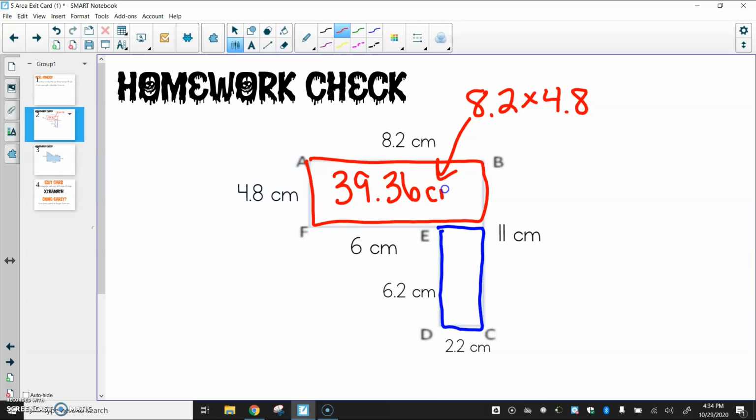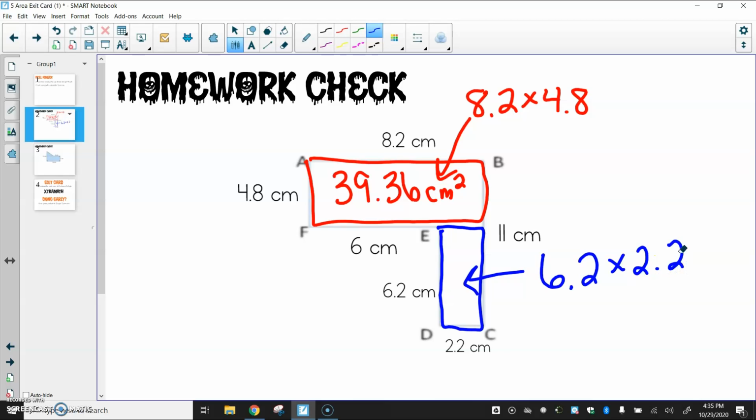Okay? Make sure you're always putting those labels squared when you're finding area. So then we're almost done. We've got to figure out the area of the other rectangle. So if I look at this rectangle, be careful, that 11 was for the whole side. Well, all we want is this measurement right here, which we figured out was 6.2. And then we need this width right here, or you can think of it as length and width, it doesn't matter, 2.2. So I'm doing 6.2 times 2.2 for this rectangle.